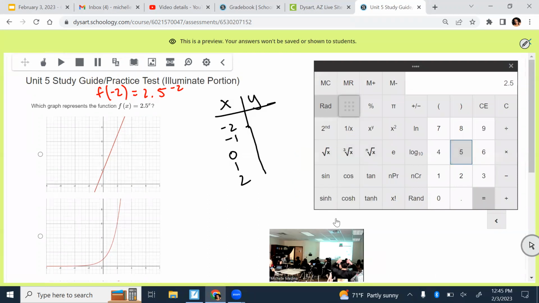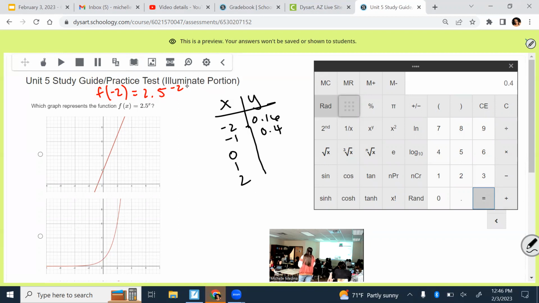Because of course, if I type it into Desmos, it will look similar to each other anyway. So 2.5 to the, and the way that this one reads it, you have to put the exponent in parentheses, otherwise it changes the exponent to subtraction. So it should look like that before you press equals. And I get 0.16, close to the 0. Keep going. So 2.5 to the -1 in parentheses, like that. I get 0.4.